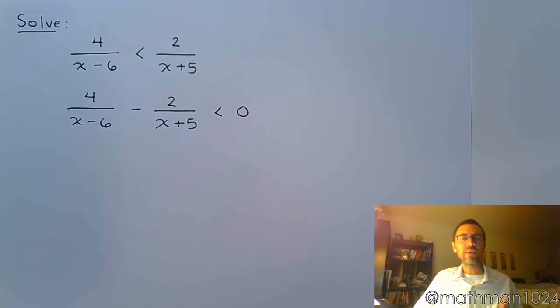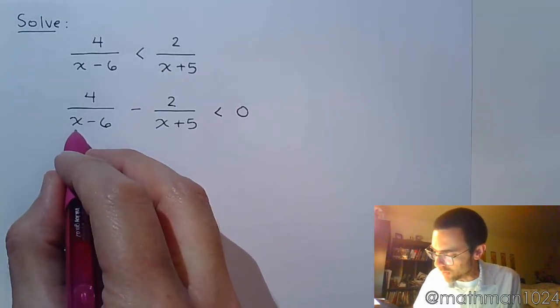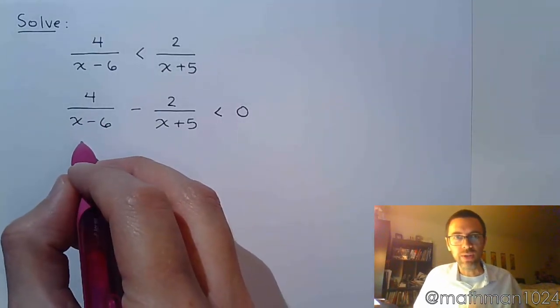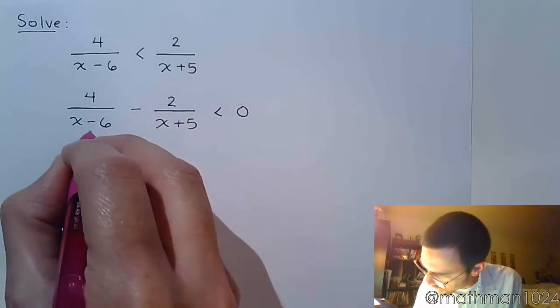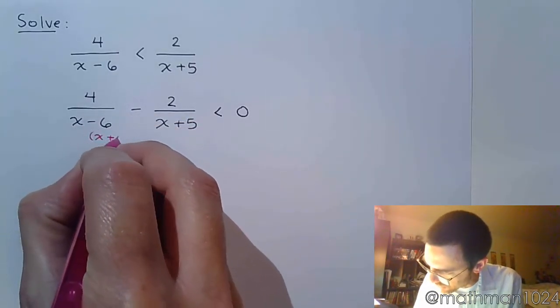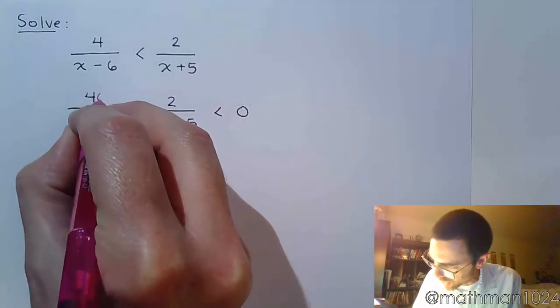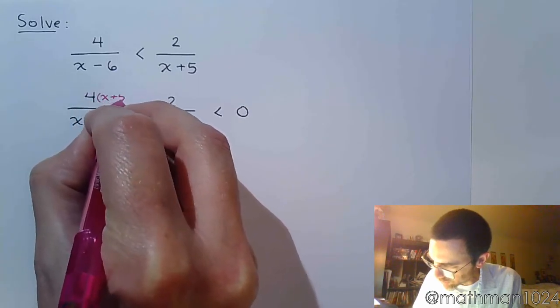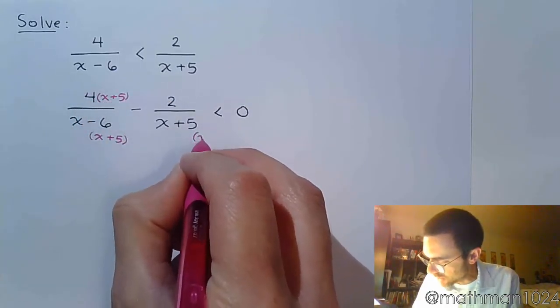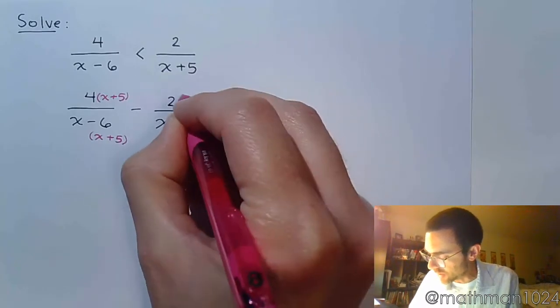But then we have to get everybody to be a single fraction. So we have to find the common denominator. We look here and we see that these are already factored, nothing big going on. And this denominator is missing the factor of x plus 5, and we have to put that in the numerator as well. And over here we're missing the factor x minus 6.